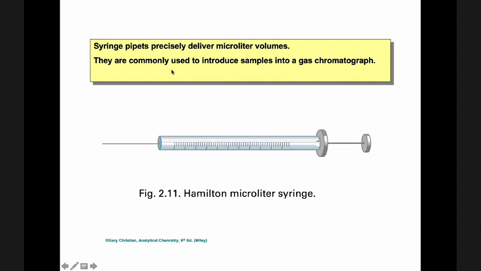And this one is the microsyringe pipette. Usually, this is used in chromatographic analysis, in high-performance liquid chromatography and gas chromatography, for injecting the sample into the machine. They deliver microliter volumes. They are commonly used to enter the samples into a gas chromatograph or a liquid chromatograph. The volumes can be 10 microliter or 20 microliter, but now, commonly used is 10 microliter.